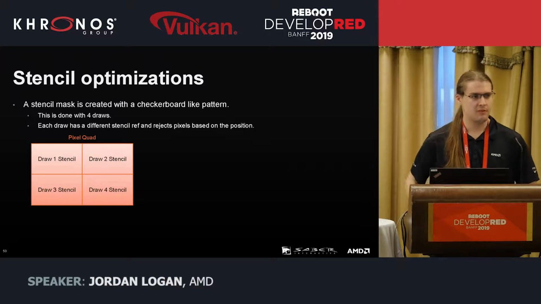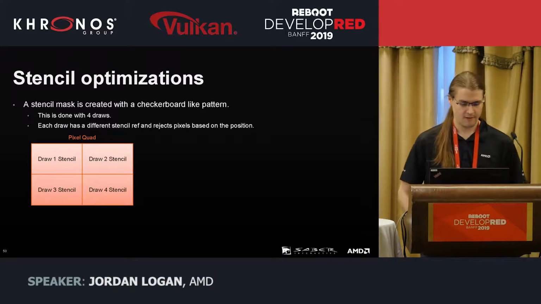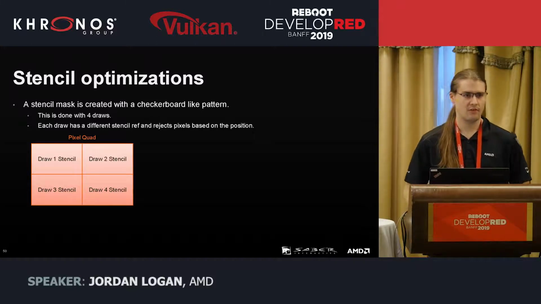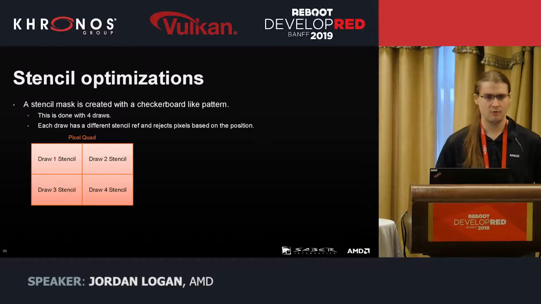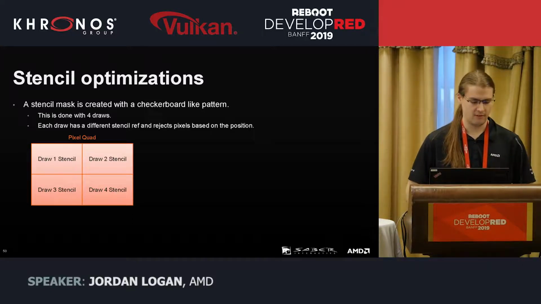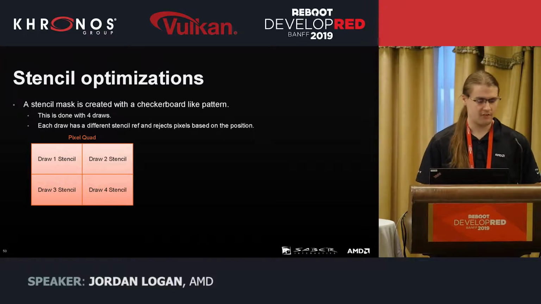One of the biggest optimizations that we did for World War Z involved the stencil mask. World War Z uses a stencil mask to dissolve LODs. It does this using 4 draws, each one setting a different pixel inside a quad. Each of these draws has a different stencil ref and will reject a different pixel.